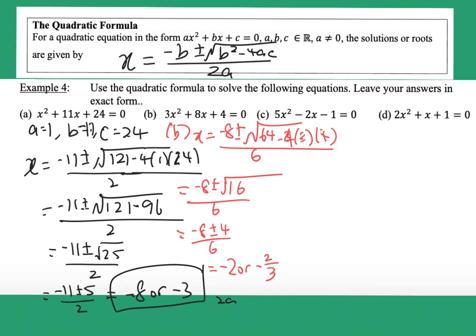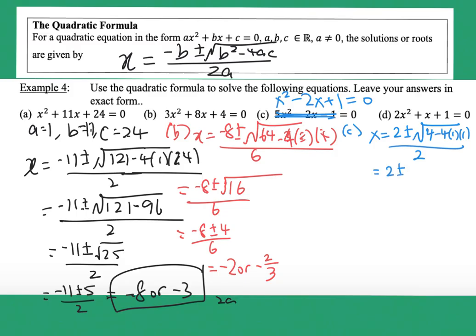For part C, I would like you to change your equation to x squared minus 2x plus 1 is equal to 0. So now we apply the quadratic formula. So x is equal to 2 plus or minus square root of b squared, which is negative 2 times negative 2. Don't forget that the answer is positive, so it's 4 minus 4 times 1 times 1, over 2. From here you get 2 plus or minus the square root of 4 minus 4, which is square root of 0, over 2. The answer is just 1.